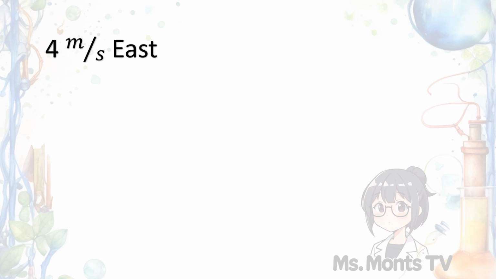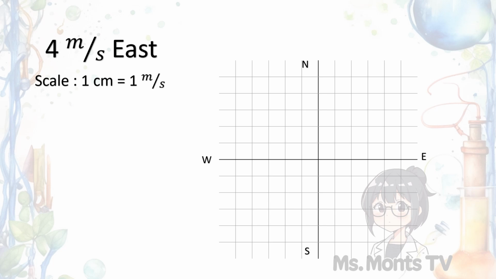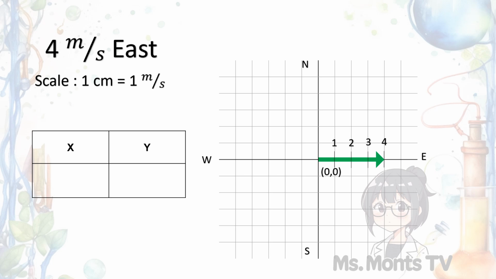Next, 4 meters per second east. Again, we will draw our Cartesian plane with a scale of 1 centimeter equals 1 meter per second, and draw our arrow of 4 meters per second. Do we have an x component? Yes, the x component is 4, and it is positive because it's going to the east. And the y component is 0 because there is no y component.